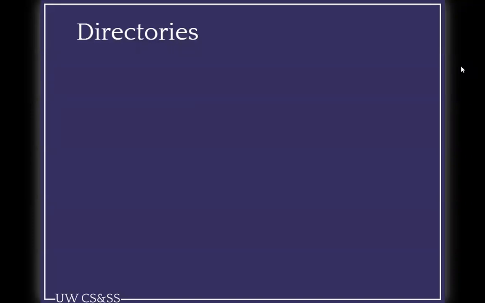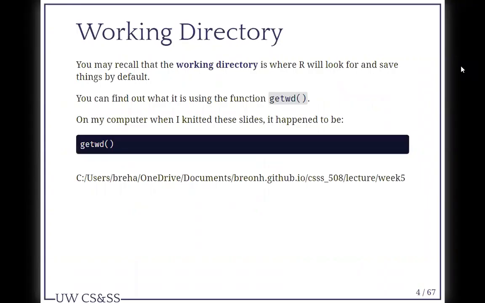First things first, directories. You may recall that the working directory is where R will look for and save things by default. You can find out what it is using the function getwd. On my computer, when I knitted these slides, it happened to be C, Users, GreeHog, OneDrive, Documents, the place where the class section of the website is, the lectures folder, and then week 5.